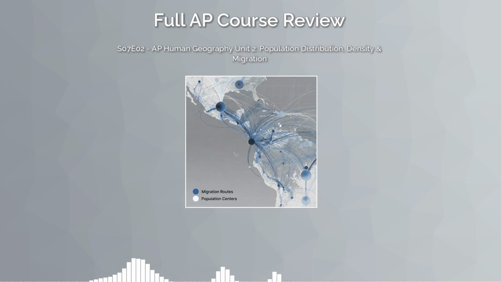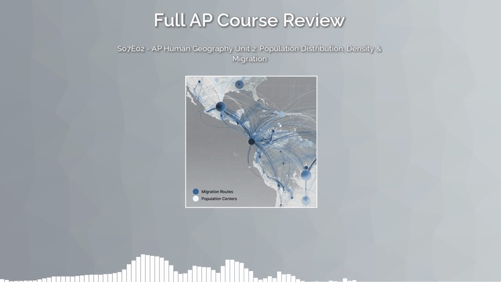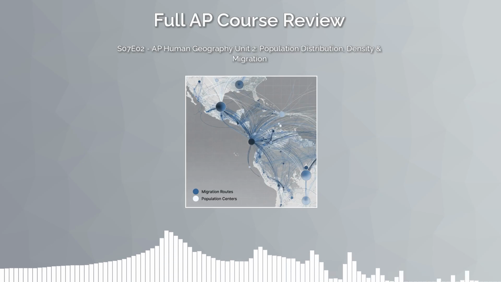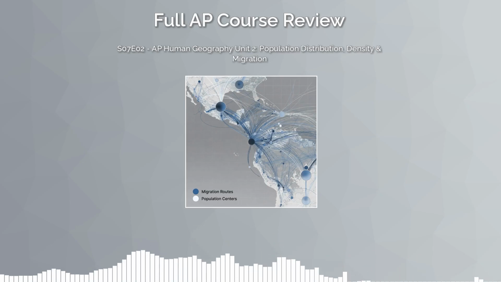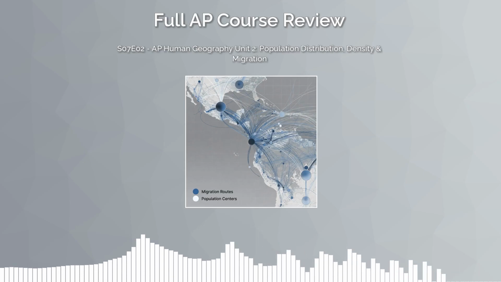On an FRQ, if you're asked to explain Malthusian theory, you earn points by naming both types of checks, providing an example of each, and connecting them to the relationship between population and food supply. A student who only writes famine and disease and skips preventive checks will leave points on the table.